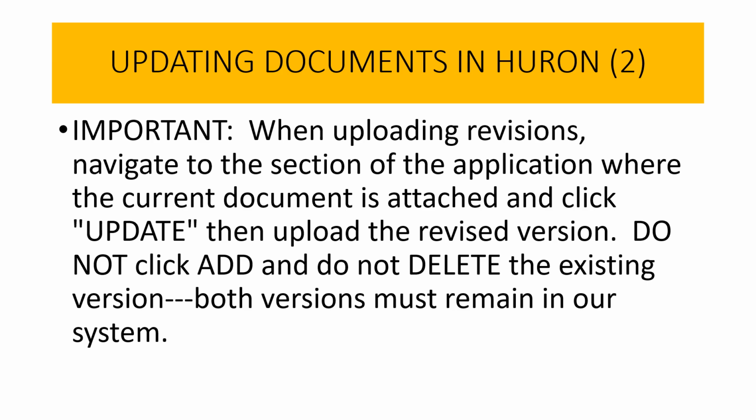Here are the instructions for updating a document. You go to the section of the application where the current document is attached. You click Update, not Add and not Delete. When you click Update, then upload the revised version. This keeps all the versions of the document stacked in Huron and allows us to compare your document with the most recent previous version.